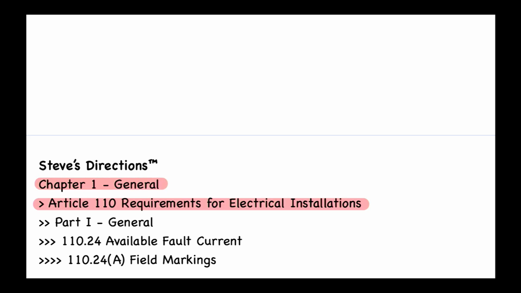And when we go to an article, we're going to look at the parts, and we see Part 1, and that's called General. Then we see 110.24, and that's Available Fault Current. And then we have 110.24(A), and that's called Field Markings. So let's go into our code book and take a look at 110.24(A), titled Field Markings.